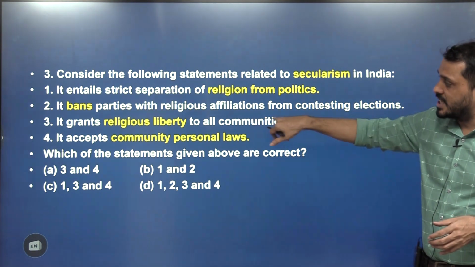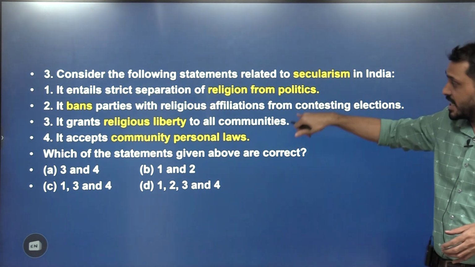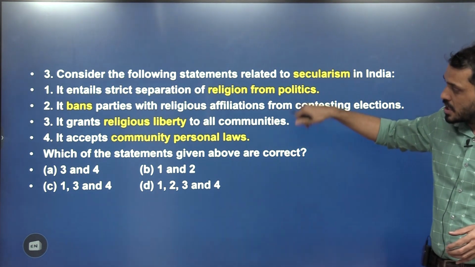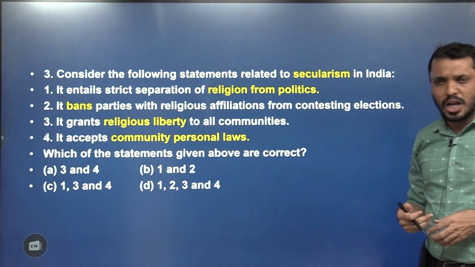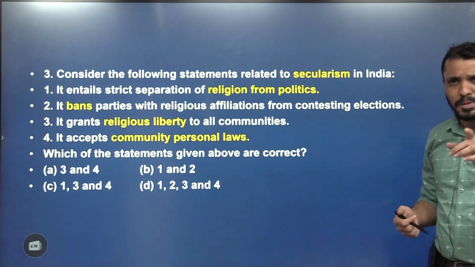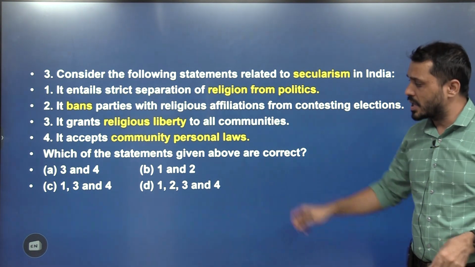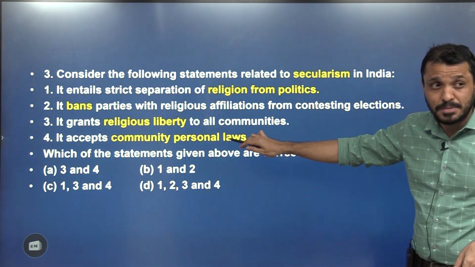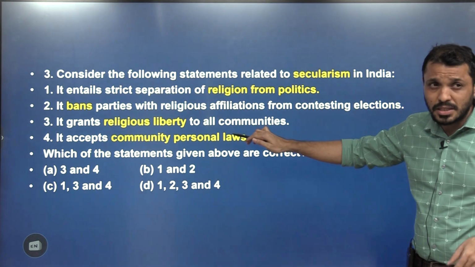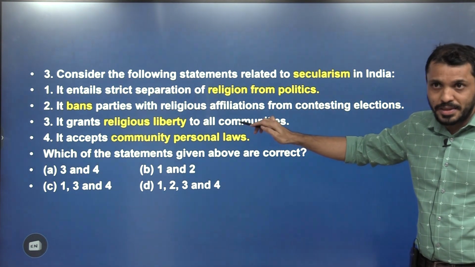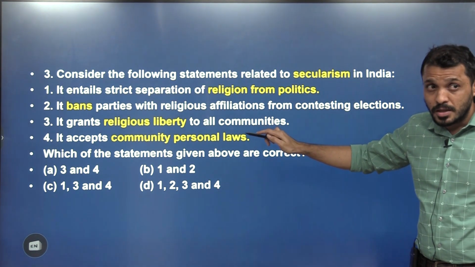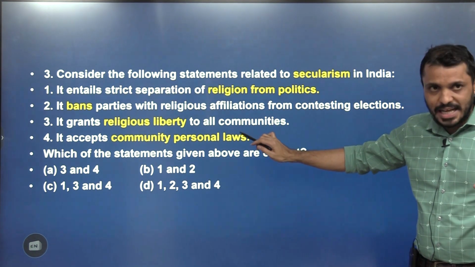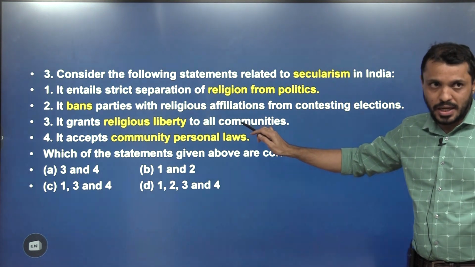Third one: it grants religious liberty to all communities. Indian secularism grants religious liberty to all communities. Yes. It accepts community personal laws. Of course, in India, community personal laws are accepted. For example, for so many years triple talaq was accepted. Now we are accepting Jallikattu. For so many years, even in the Sabarimala temple, women were not allowed. That means community personal laws are accepted. And the third statement also, all of you agreed.